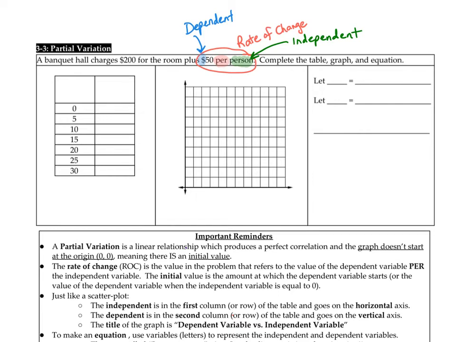But in the table of values, the independent variable comes first. So this is the number of people, and the dependent is the charge, how much they charge, and the units is dollars. So the units for the independent is the number of people, don't just write people, and the units for the charge is dollars.